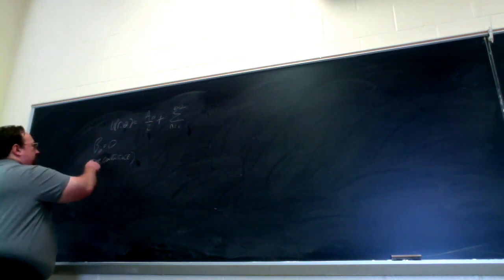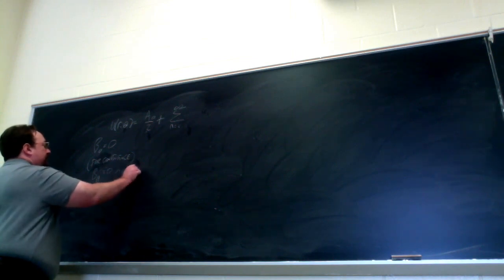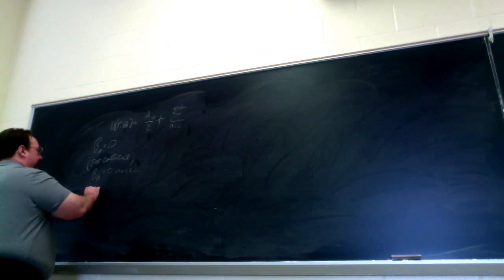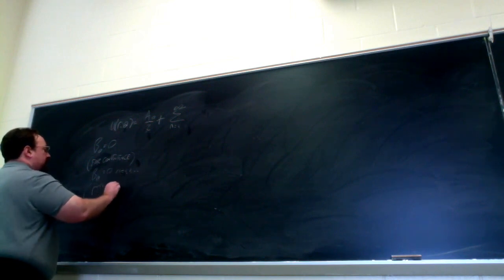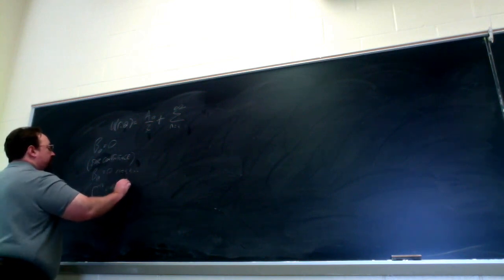I'll say b0 equals 0 for convenience. I'm also going to set b sub n equal to 0 for n equals 1, 2, etc. Because if we have r to the minus n, where n is a positive integer, these are undefined at the origin, because we're dividing by 0.